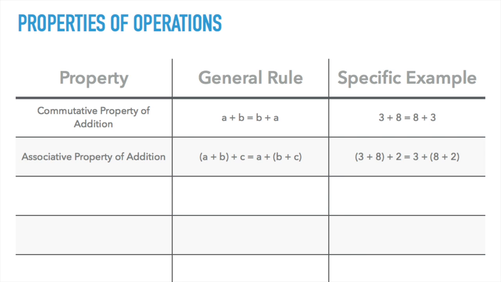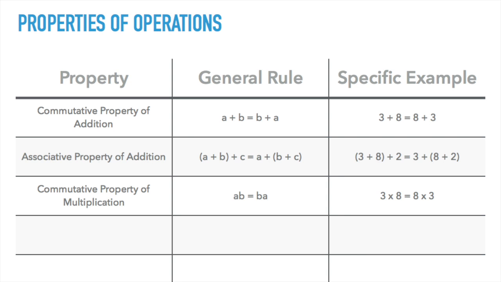Next, we have the associative property of addition, which means that a plus b, in parentheses, plus c is also equal to a plus, in parentheses, b plus c. An example of that is 3 plus 8 plus 2 is equal to 3 plus 8 plus 2. You would do the parentheses first, which on the left side gives us 3 plus 8 is 11, 11 plus 2 is 13. On the right side, we do the parentheses first, 8 plus 2 is 10, plus 3 is 13. So both situations end up adding to 13.